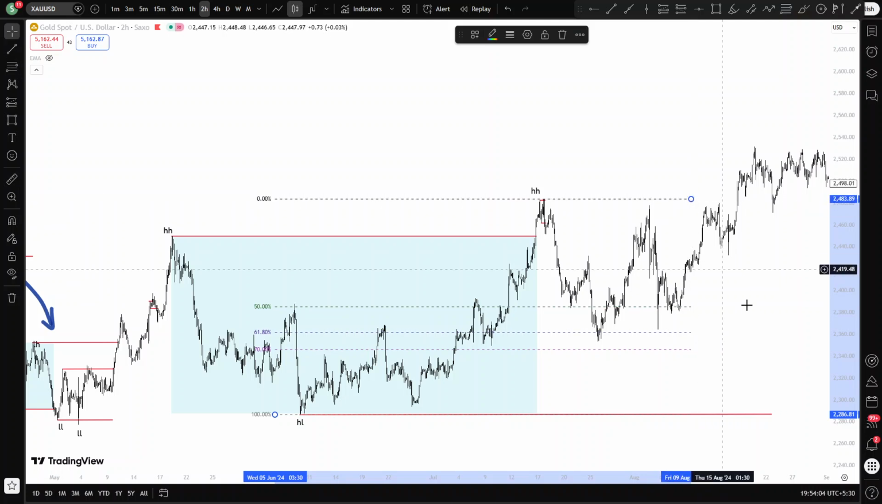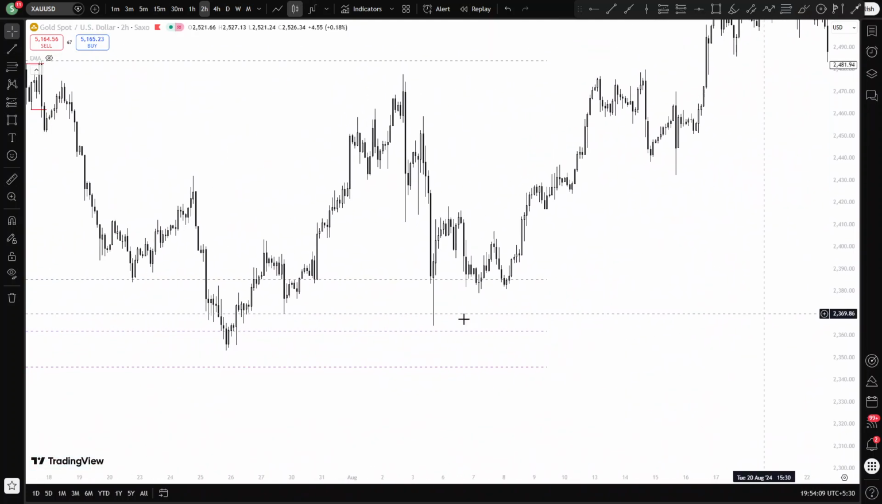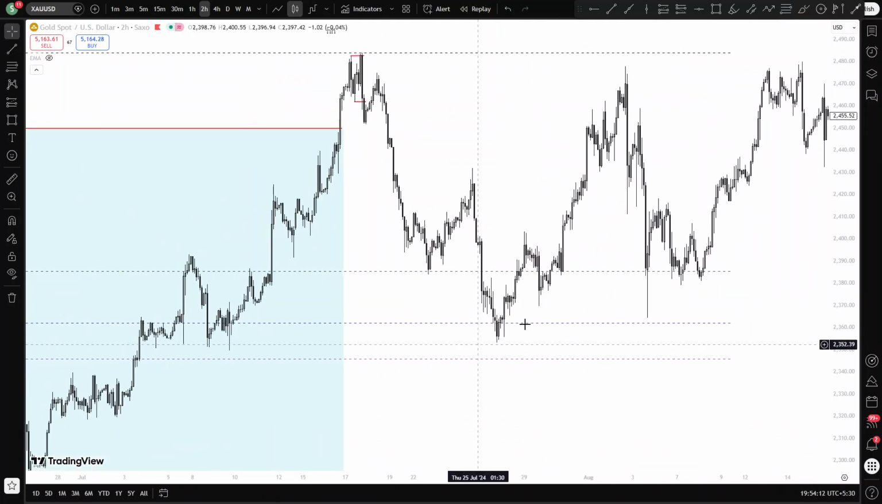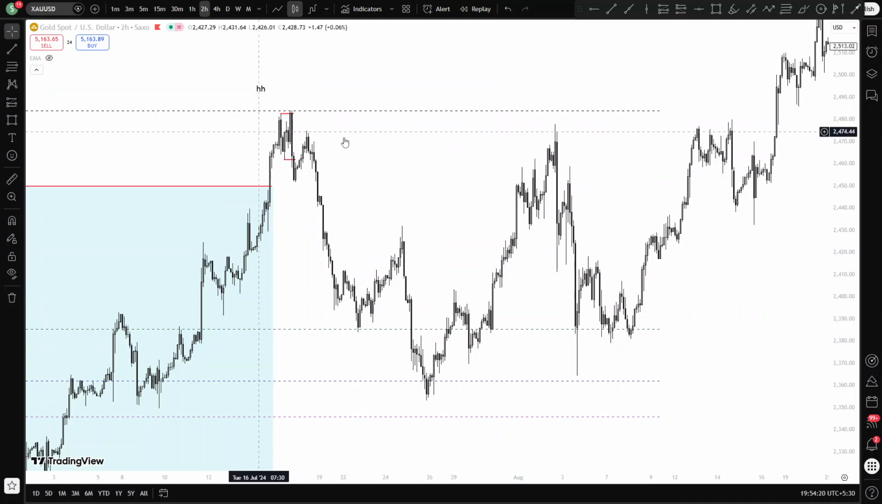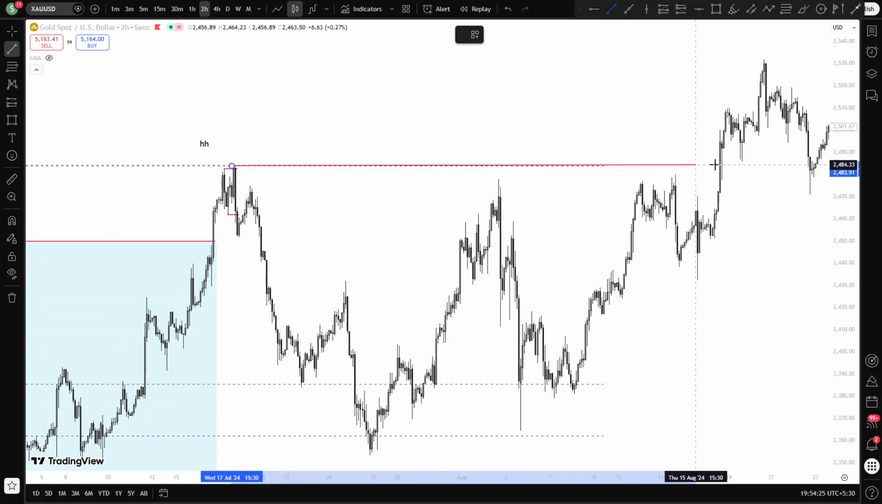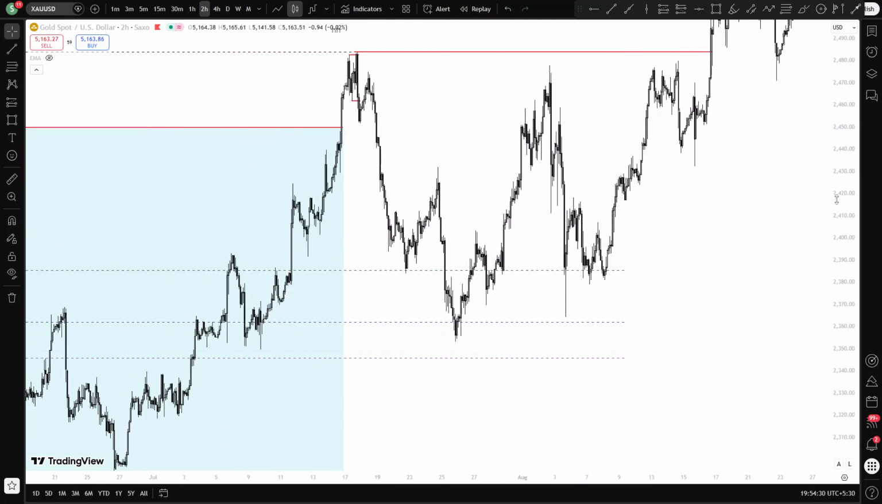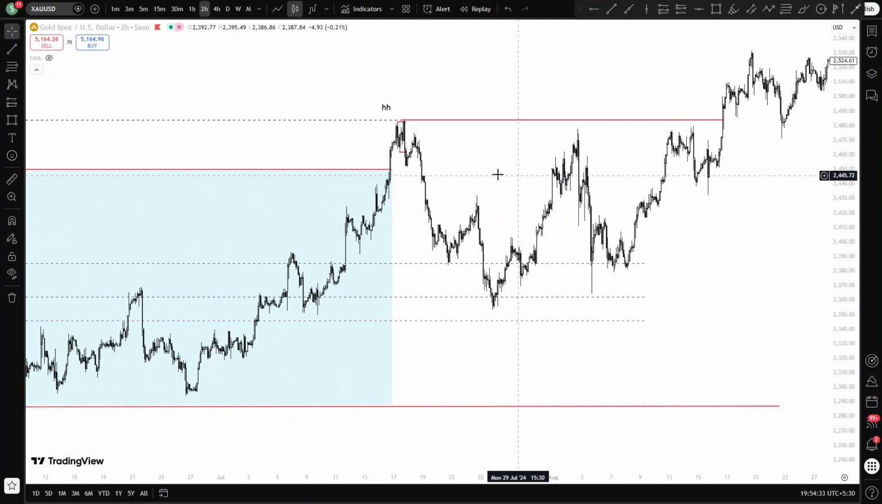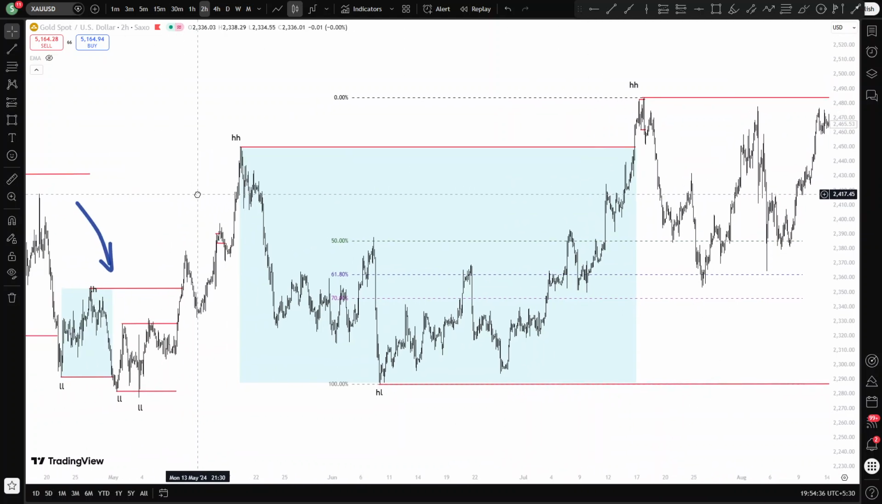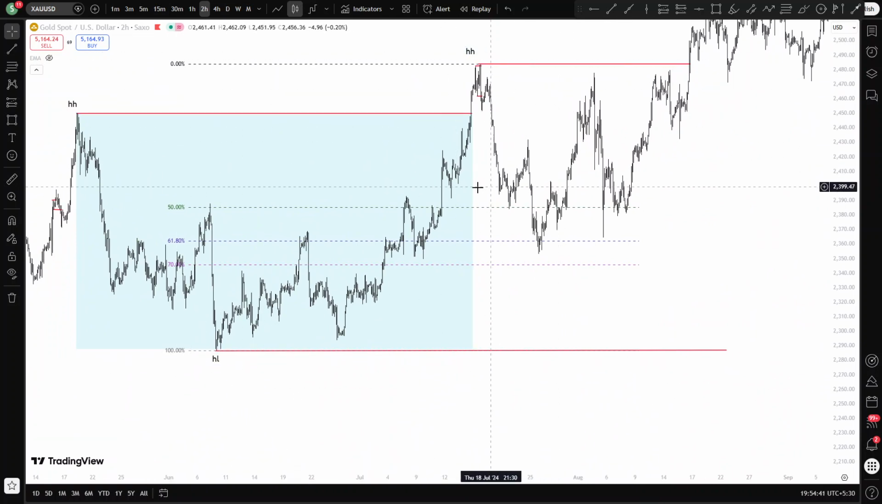Have you seen? The market gave us a pullback to these levels. What do I now know? I now know that this is a valid higher high. Why? Because the market was able to give me a pullback to the 50% of the Fibonacci. If it does not give me the 50%, I know that this higher high is weak and it is not the higher high we are supposed to be following. So this is our higher low, this is our higher high.